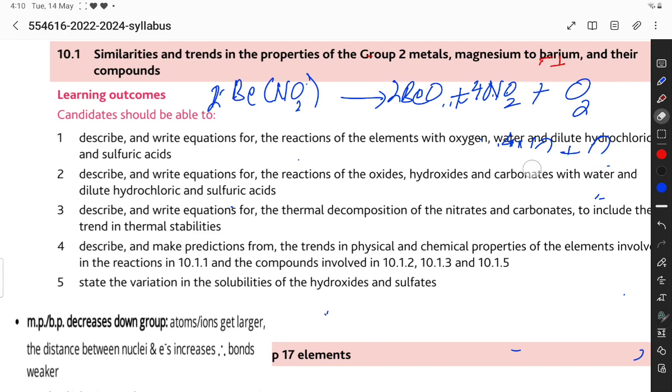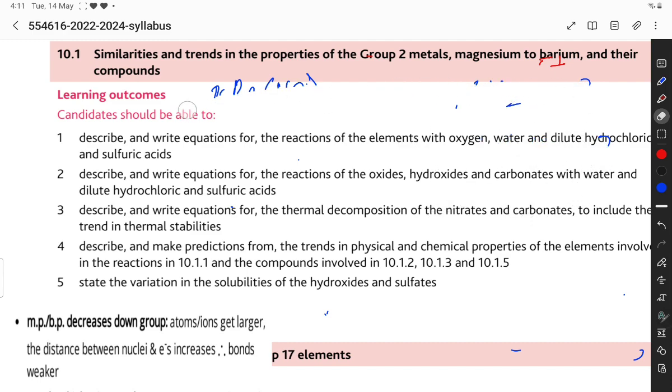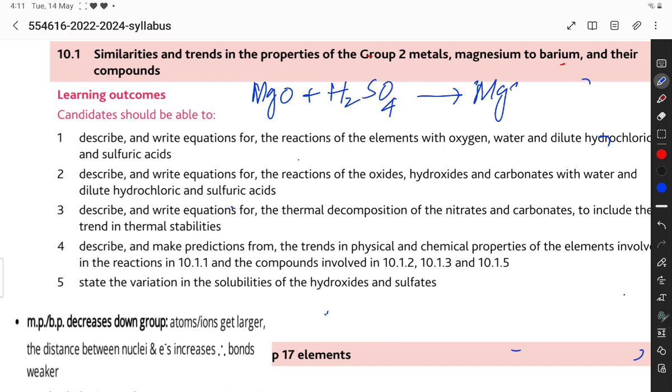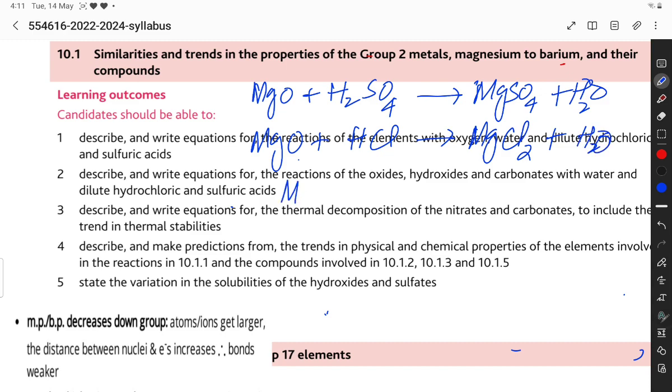Describe and write equations for the oxides, hydroxides and carbonates with dilute hydrochloric acid and sulfuric acid. Magnesium oxide reacts with sulfuric acid to form MgSO4 salt plus water, and similarly with hydrochloric acid MgO plus HCl forms magnesium chloride and water. Similarly, magnesium hydroxide reacts with HCl to form magnesium chloride plus water. So this is the equation for oxides.